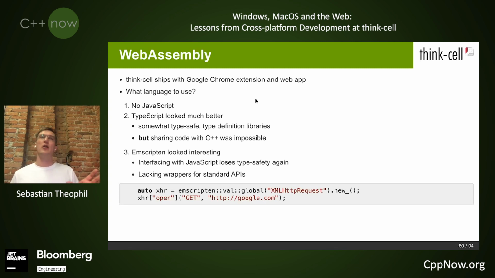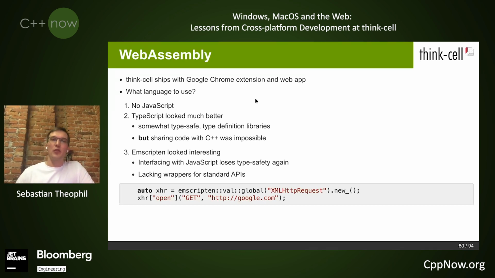So we thought, well, maybe we should look into Emscripten. Maybe that's the better way. Maybe we should just write web applications in C++. That's what we know best, where we have a big algorithm library. We have a very powerful code base. But then we found out, well, now interfacing with JavaScript loses type safety again. Because in Emscripten, there are no wrappers for the standard DOM APIs, for example, let alone custom JavaScript libraries, for example, the tableau.com JavaScript library.